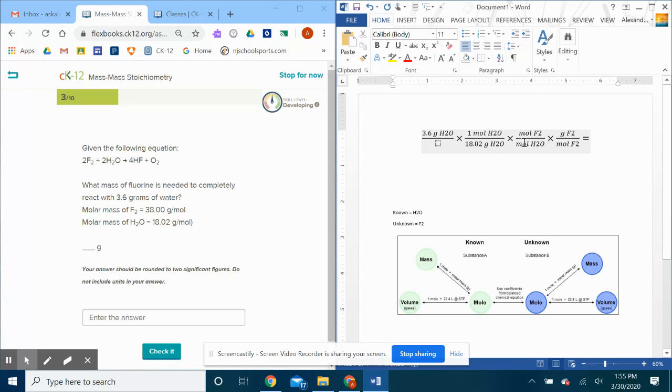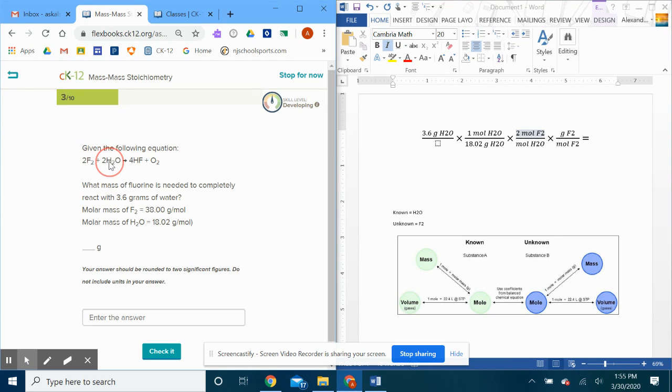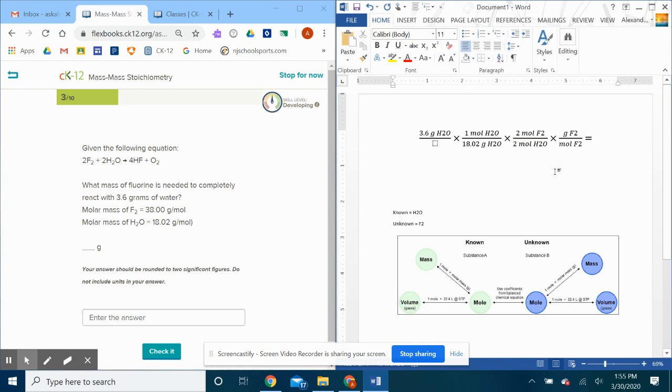Moving on to the third fraction, we have moles over moles. This is when we look at our equation. So F2, the number in front of F2 is 2, and then the number in front of the H2O is also 2. So we write those numbers in front. That takes care of the third fraction.